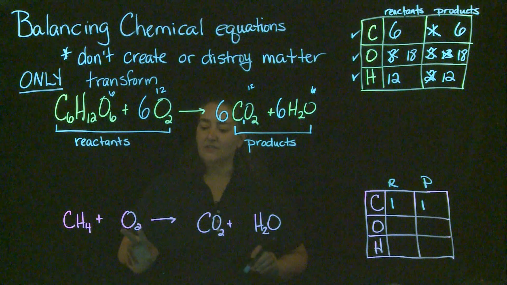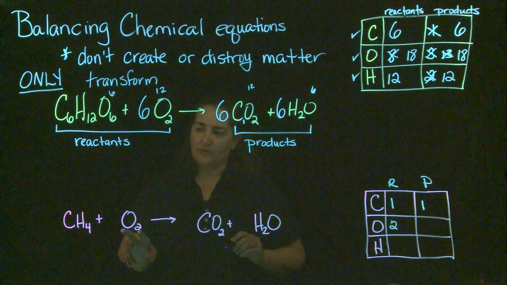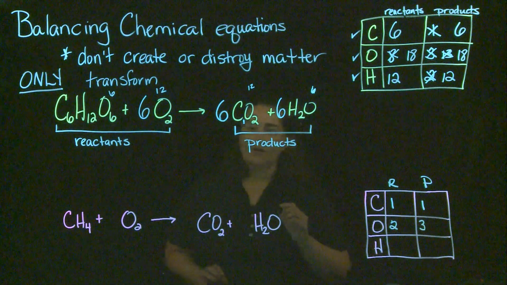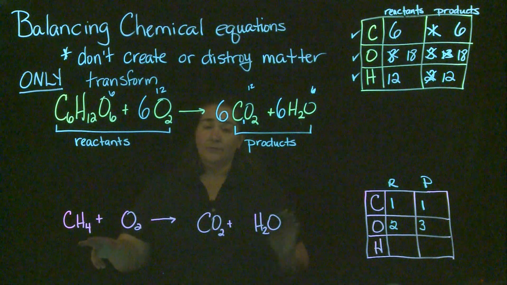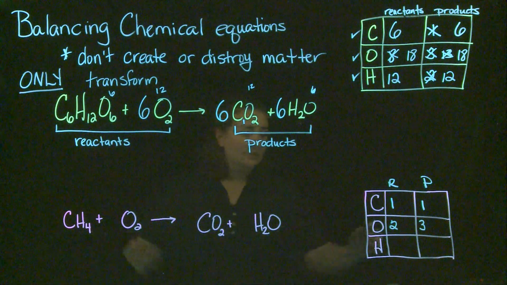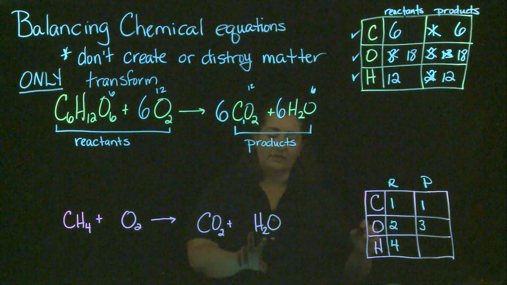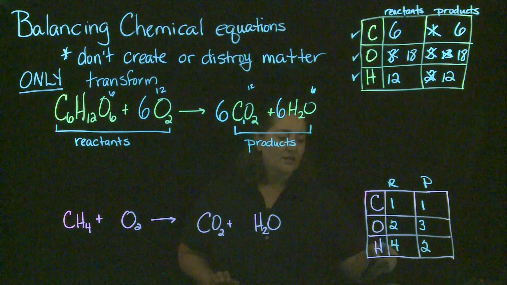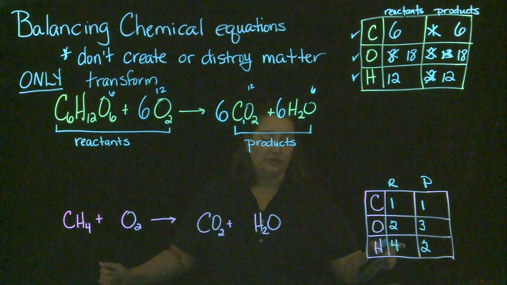If we look at oxygen, we've got 2 oxygen on the reactant side, we've got 3 oxygen on the product side. So we're going to have to do something. But before we do anything, let's look at hydrogen. We've got 4 hydrogen on the reactant side, 2 hydrogen on the product side, all right? So in terms of that, that's the easy one to start with, okay?